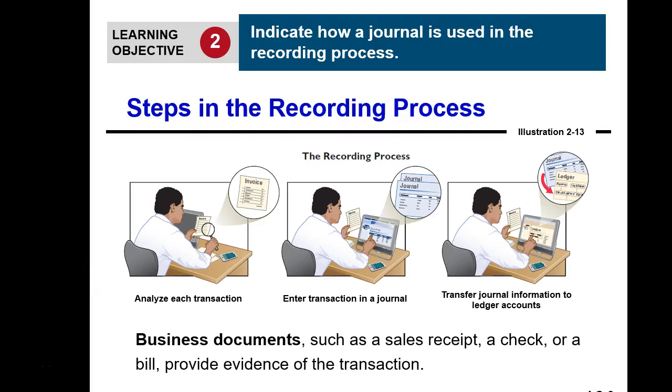Now that we have studied the rules of debits and credits, we can begin to record a company's different types of business transaction. The start of this process is to look at what we call business documents. These items are evidence that a business transaction has taken place. It could be an invoice, a check stub, a sales receipt, or a purchase order, but these documents are evidence that a business transaction has taken place.